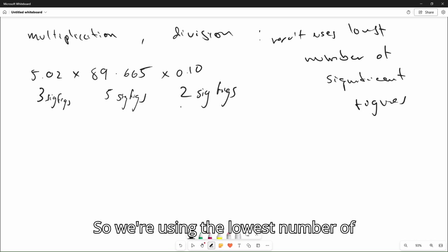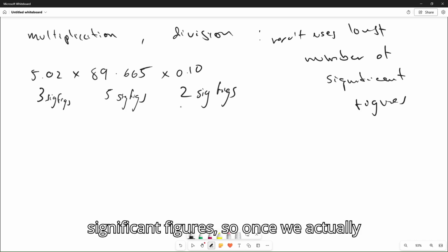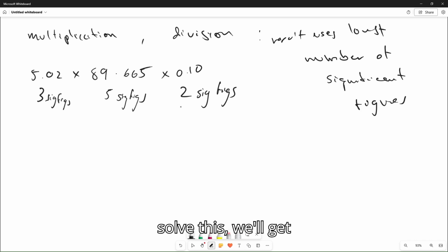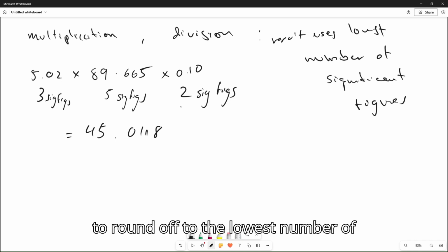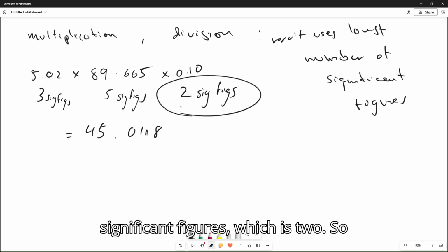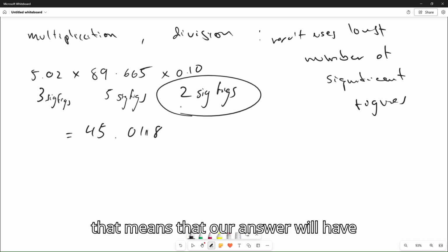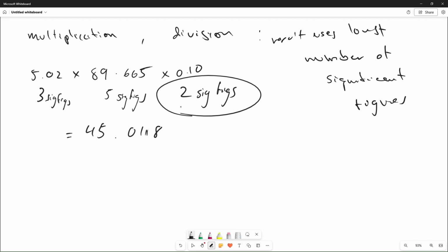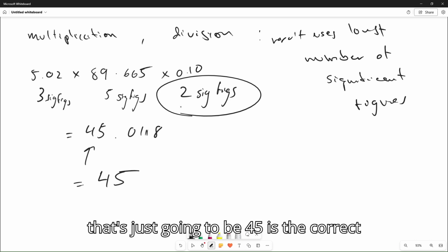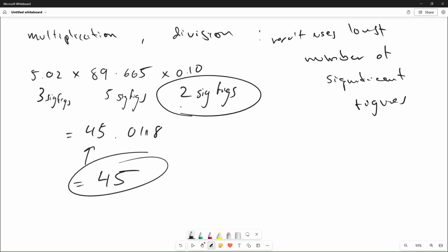So we're using the lowest number of significant figures. Once we actually solve this, we get 45.0118. We have to round to the lowest number of significant figures, which is 2. So our answer will have just the first 2 sig figs. Here that's 45, so 45 is the correct answer.